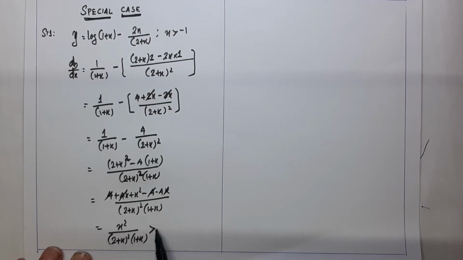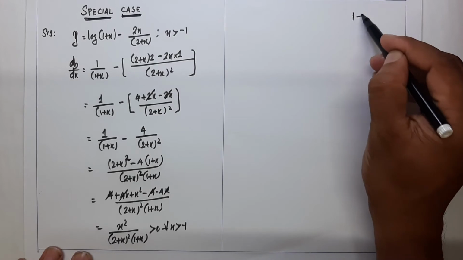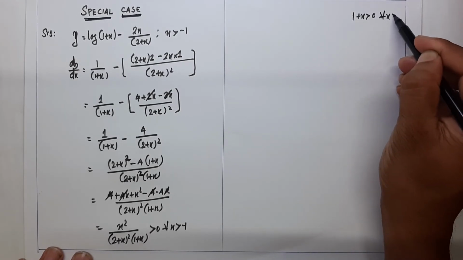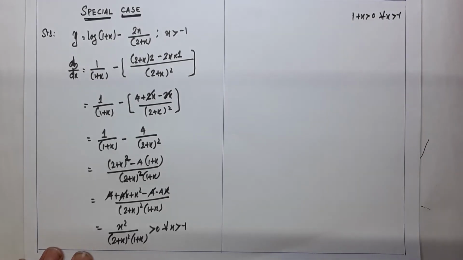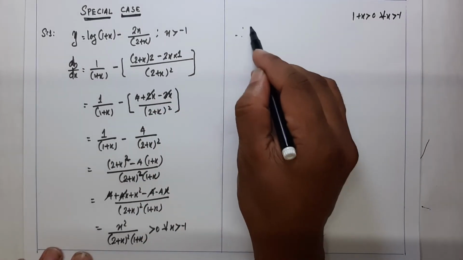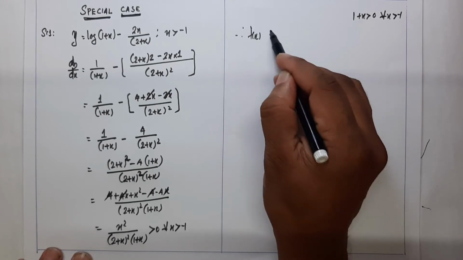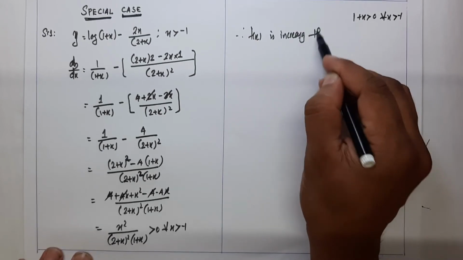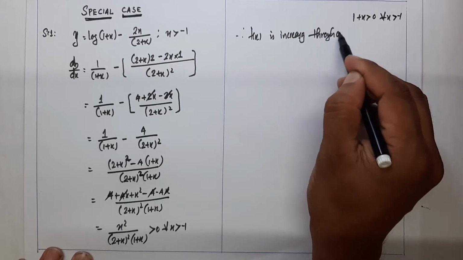which is greater than 0 for all x greater than minus 1, because x square and 2 plus x the whole square are always positive, and 1 plus x is greater than 0 for all x greater than minus 1. So the function f of x is increasing. Our function f of x is increasing throughout its domain.